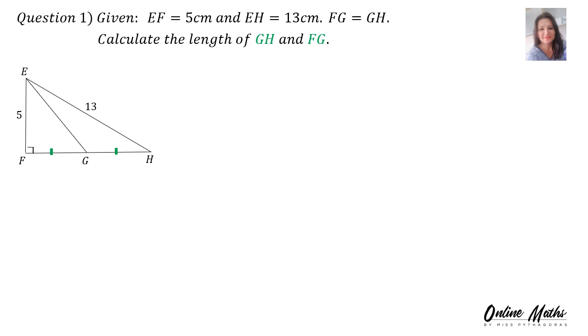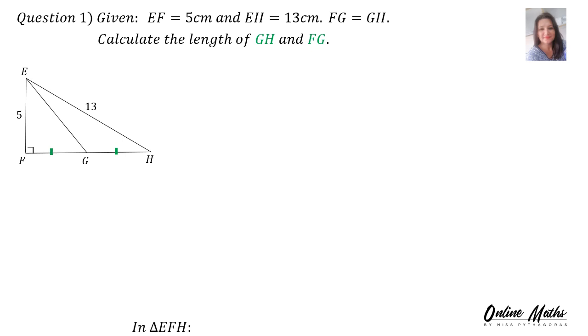If G is equal to GH, and you can see it's indicated on the sketch there. Calculate the length of GH and FG. Now, when you go to the triangle, you can see that it's a right angle triangle since the angle at F is a right angle. And then we know we can use the theorem of Pythagoras to work out the length of FH, and then we will cut it in half since FG is equal to GH.